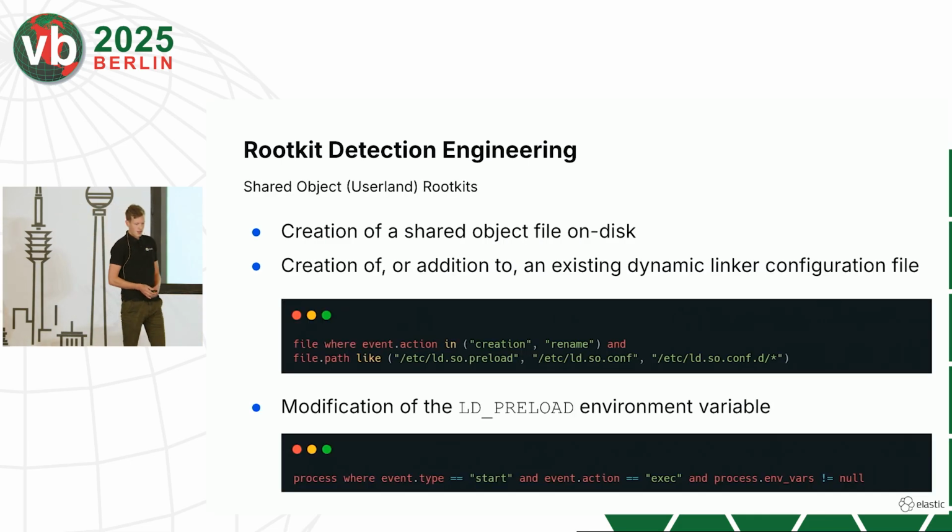So for shared object userland rootkit, one obvious one is you look at the creation of shared object files on disk, especially in locations where you do not expect them to be.